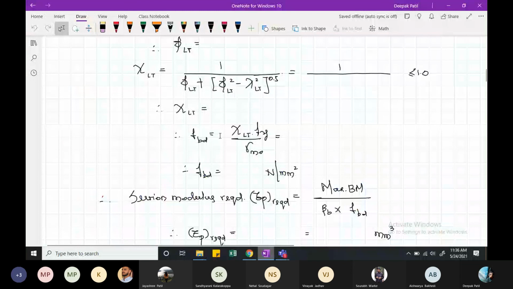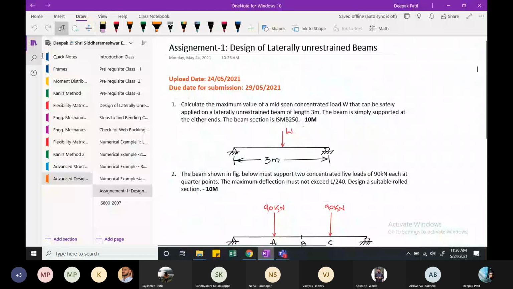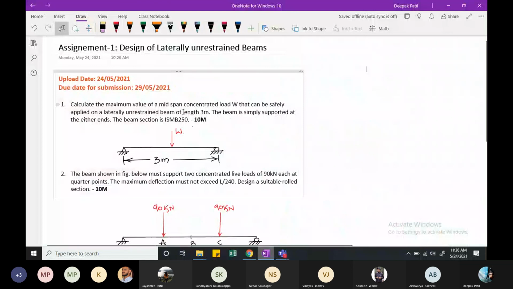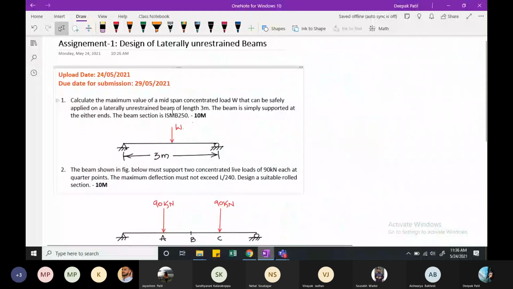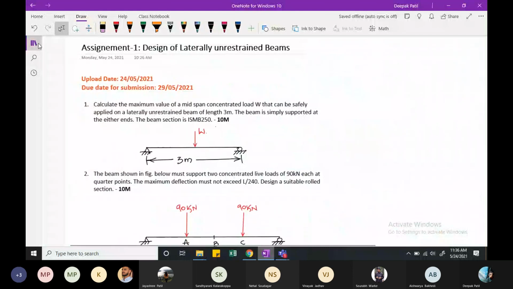And after that, I want to declare the first assignment of this module, right? So these are the two problems. I will share this PDF also immediately after this class, and you have to submit this before 29th of May. That is by Saturday you have to submit these two numerical examples. You can go through that later. So we'll stop the class here now.